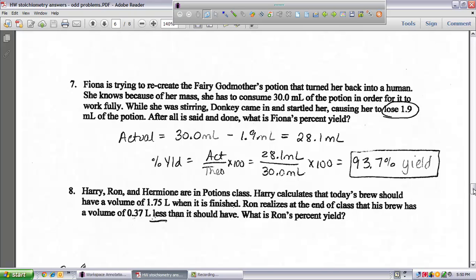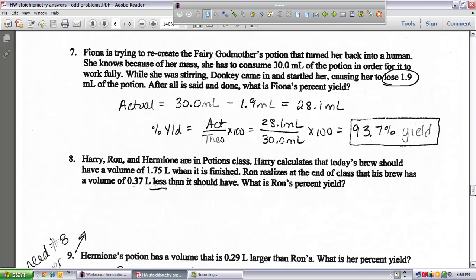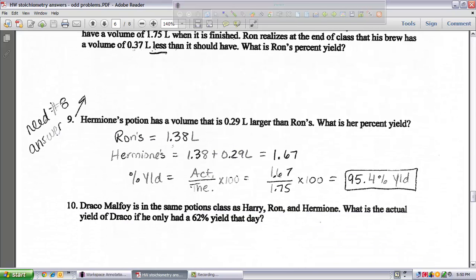Especially if they're more creative, kind of fun questions like are written here. This is a Harry Potter fan, I take it, for the person who wrote these questions.